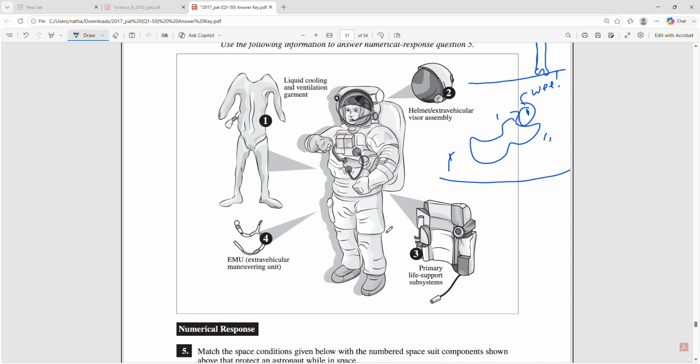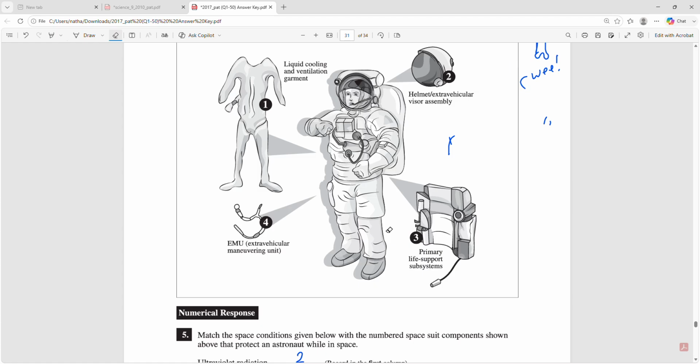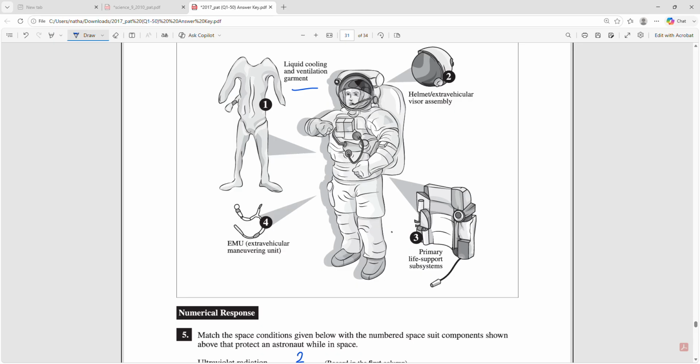Okay, so use the following information. Here we have some parts of an astronaut spacesuit: visor, liquid cooling and ventilation garment, his life support system, and extravehicular maneuvering unit. Not quite sure what that looks like. This is kind of weird looking, like a piece of intestine or something. But what's important are the words extravehicular maneuvering unit. It means it's something he's going to use to move around.